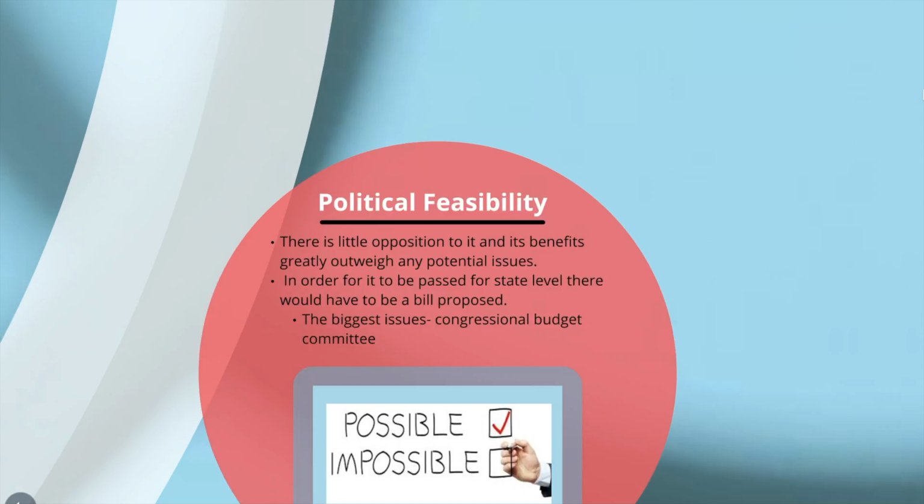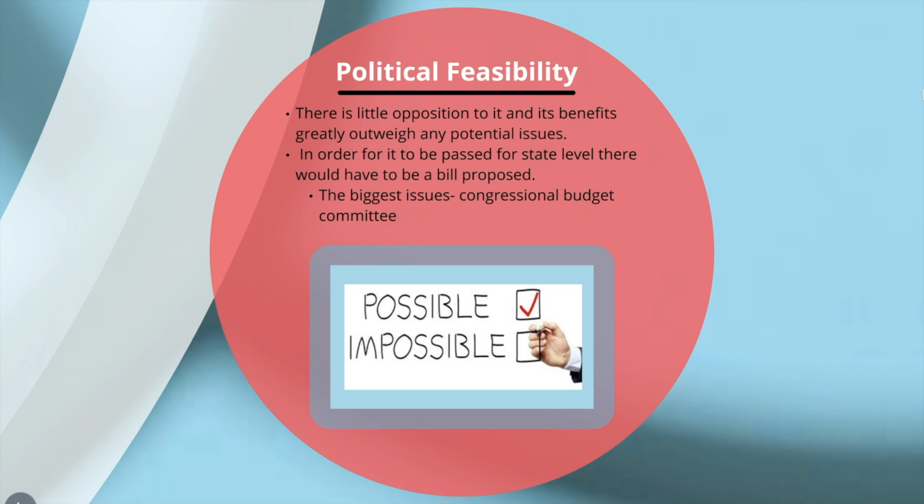Issues come into play in terms of political feasibility due to the integration of these programs into the Affordable Care Act reform bill that was passed in 2010. This leads to opposition at the federal level, generally with Republican politicians or those who are against the Affordable Care Act. At the state level, there is generally bipartisan support because its benefits greatly outweigh any potential problems with it. In order for it to be passed at the state level, there would have to be a bill proposed. And the biggest issues at the state level would be having the proposal pass congressional budget committees because allocated funding could be problematic.